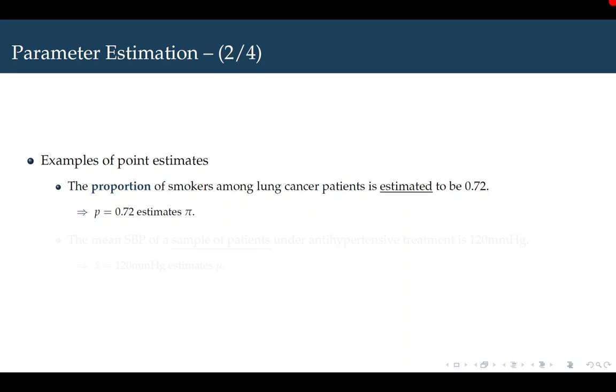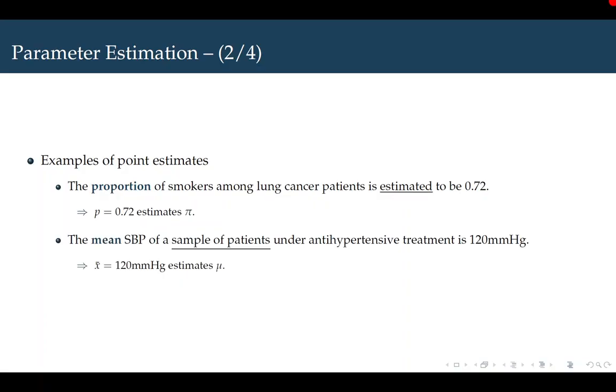If we say the proportion of smokers among lung cancer patients is estimated to be 0.72, here the population parameter is the proportion of smokers among lung cancer patients in general. So if it is estimated to be 0.72, then 0.72 is a point estimate for the population proportion of smokers. So we can say p equals 0.72 estimates pi, or 0.72 is a point estimate of pi. And the formula used to obtain this 0.72 is an estimator for pi.